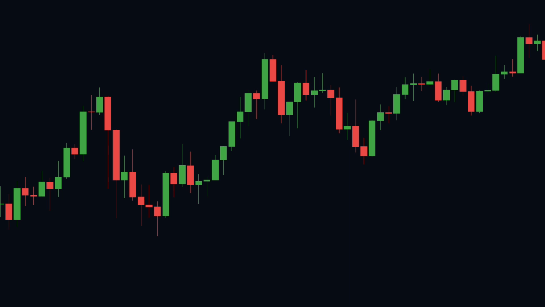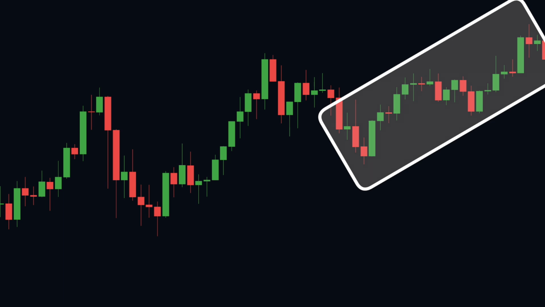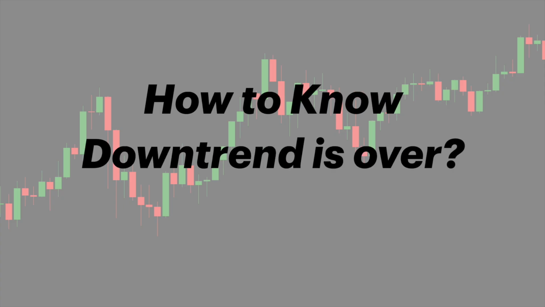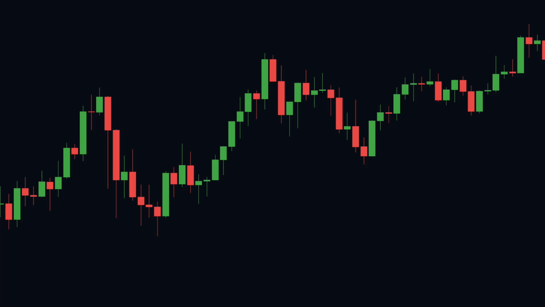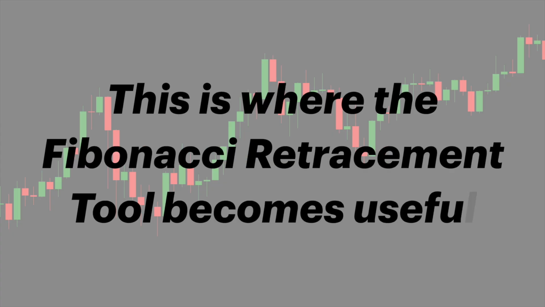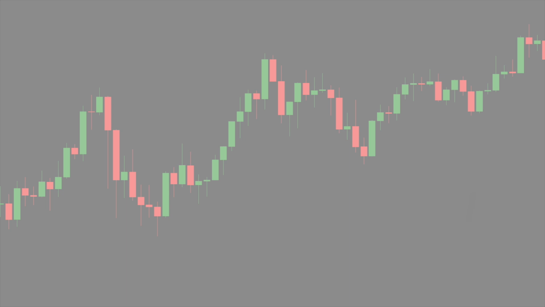We attempt to take a long position towards the end of this retracement in order to capitalize on this massive up move. But the question is, how can we know when the downtrend is ended and the price is ready to rise? This is when the Fibonacci retracement tool becomes useful.